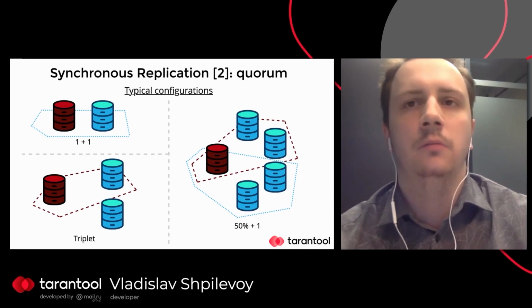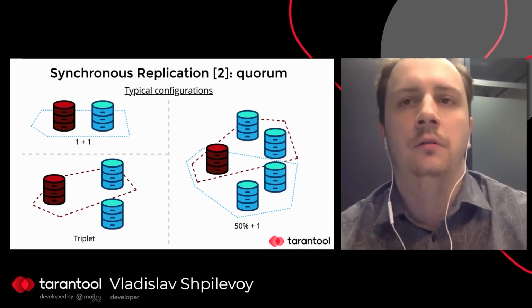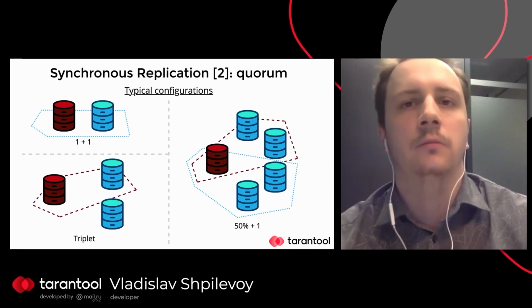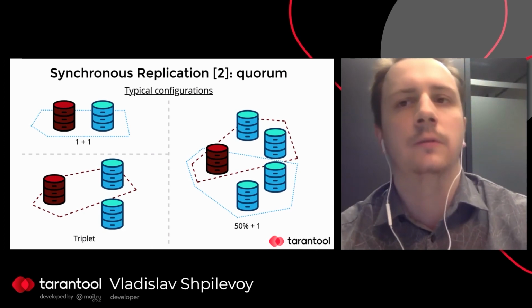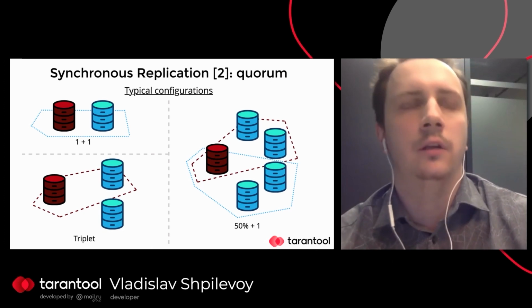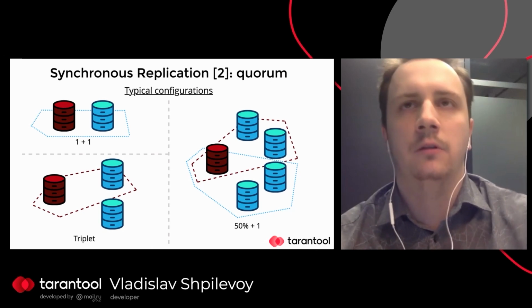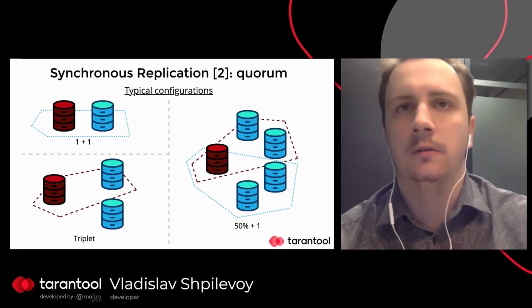50% plus 1 is typically used because it's the minimal possible majority, and is related to leader election algorithms, which usually go hand in hand with synchronous replication. But you can use more, even 90% or 100% if you want. 50% plus 1 is just where the guarantees start working.